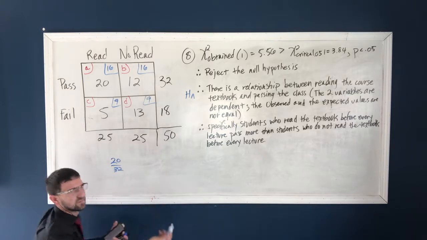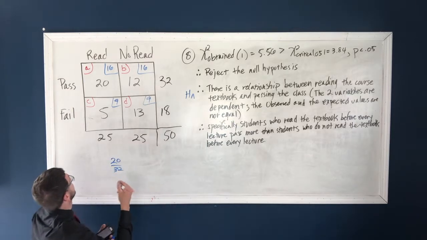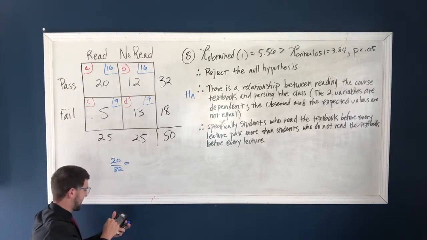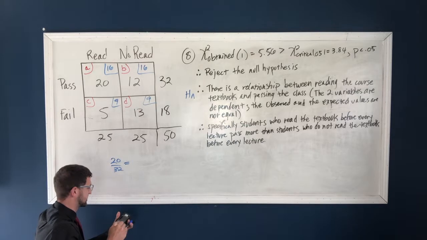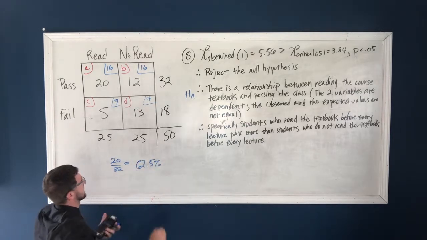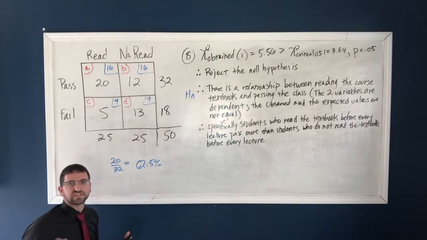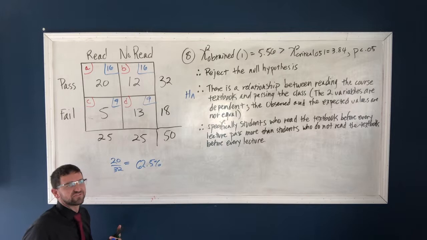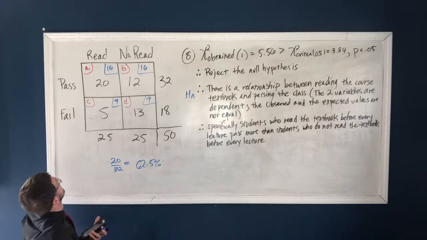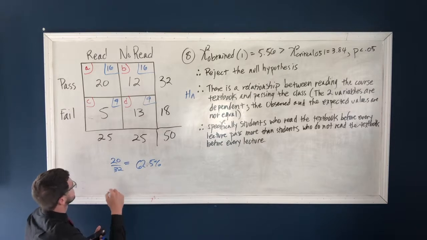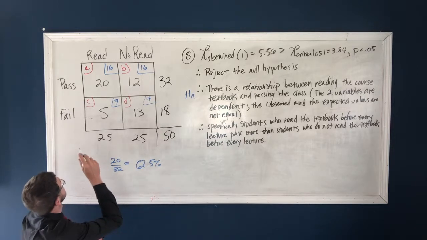Because out of the 32 that passed, 20 actually read the course textbook. So go ahead and take 20 divided by 32, and you're going to get 62.5%. Okay, so of the students who passed the course, 62.5% of them read the textbook.